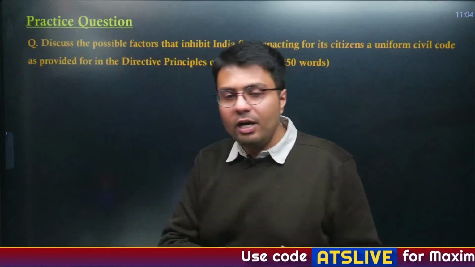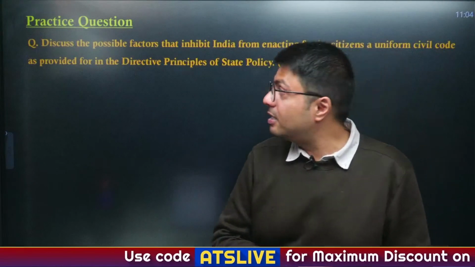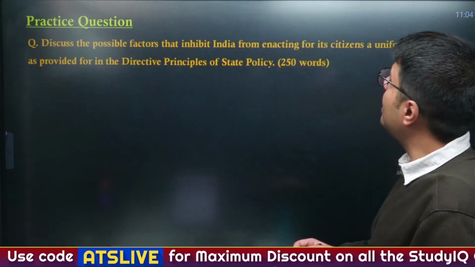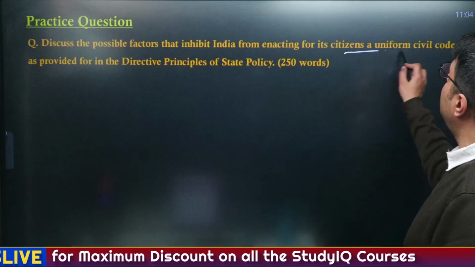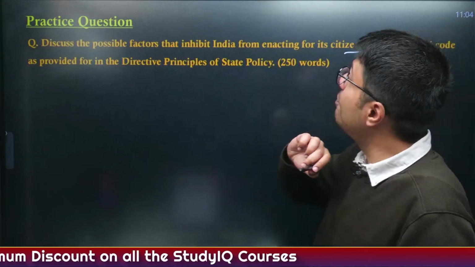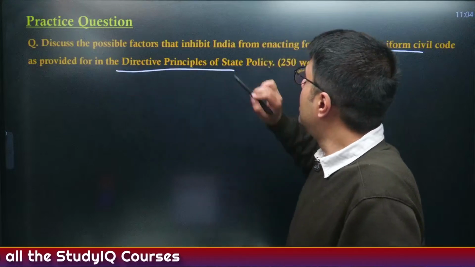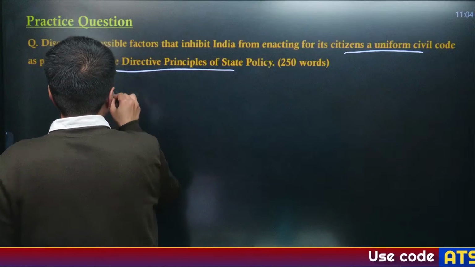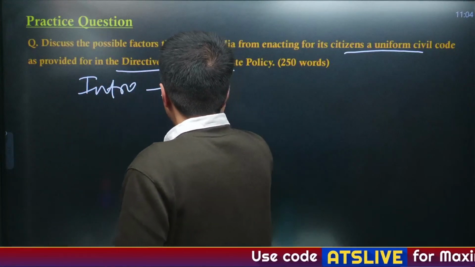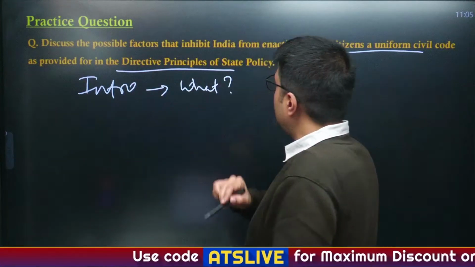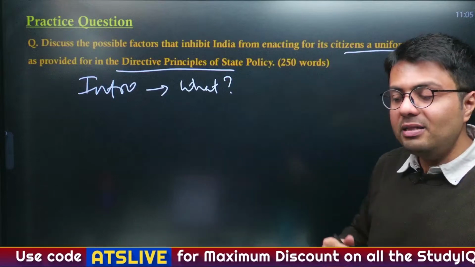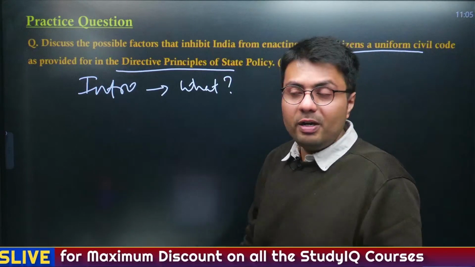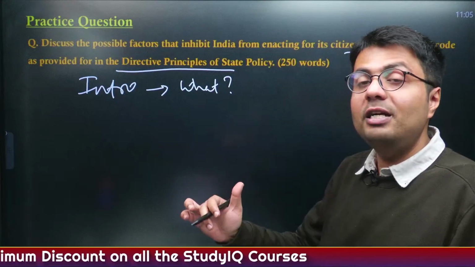Now, before ending our session, let us try to solve this practice question: discuss the possible factors that inhibit India from enacting a uniform civil code as provided in the directive principles of state policy. So as usual, you will start your answer with an introduction on what the uniform civil code is, that it is a set of personal laws, which means it is applicable on all the people in our country, and it is related to a set of personal laws.